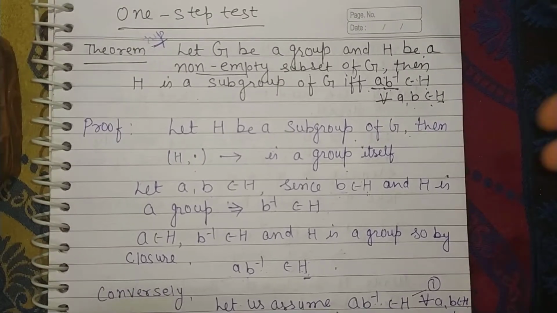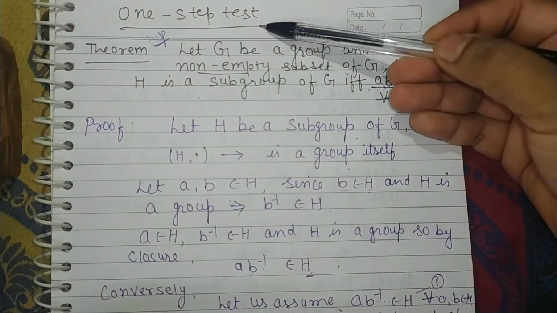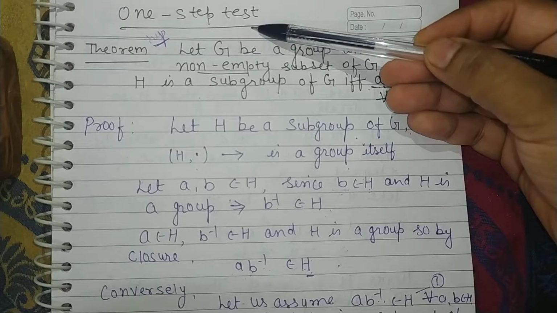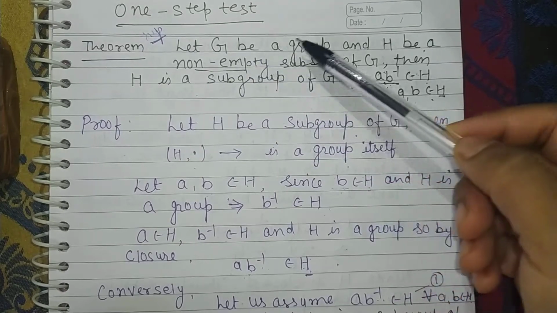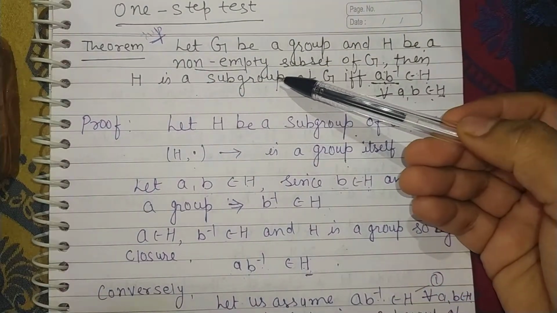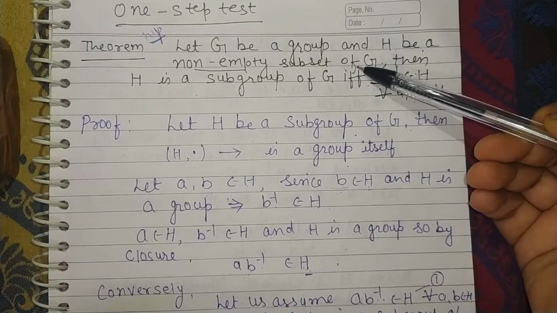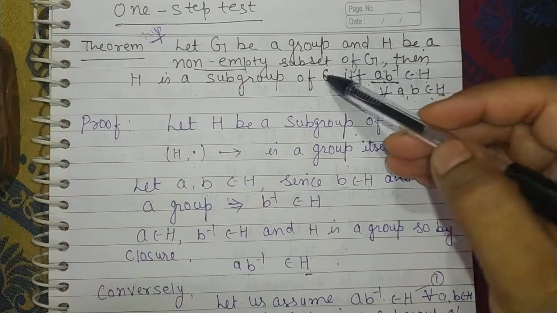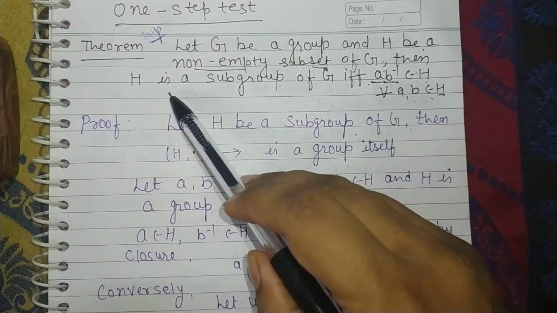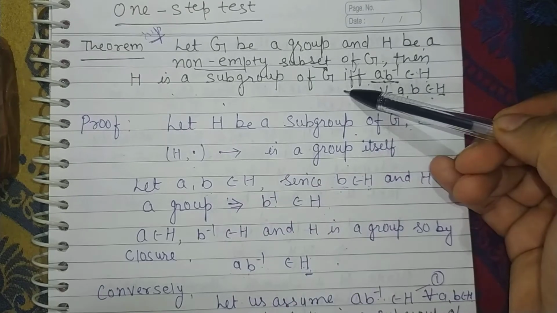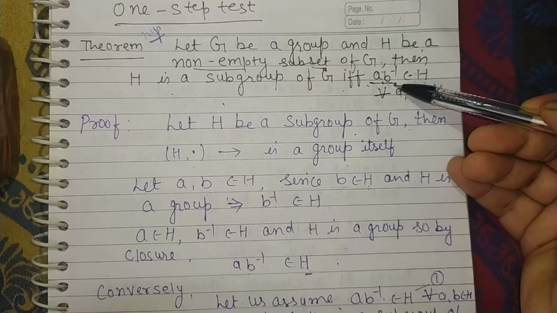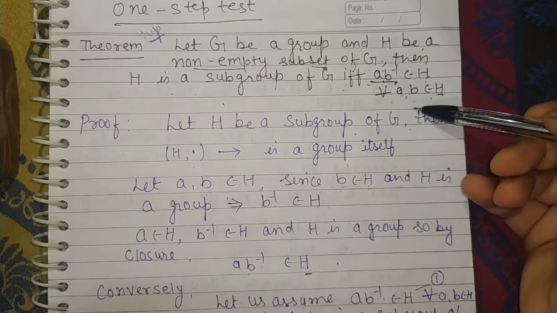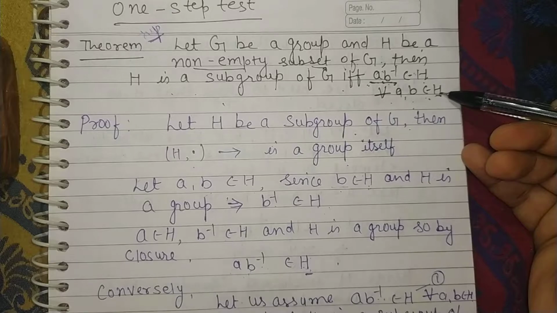Hello everyone, in this video we are discussing the subgroup test. This is our one-step test. According to this test, let G be a group and H be a non-empty subset of G. Then H is a subgroup of G if and only if the condition is AB inverse belongs to H, for all elements A, B belonging to H.